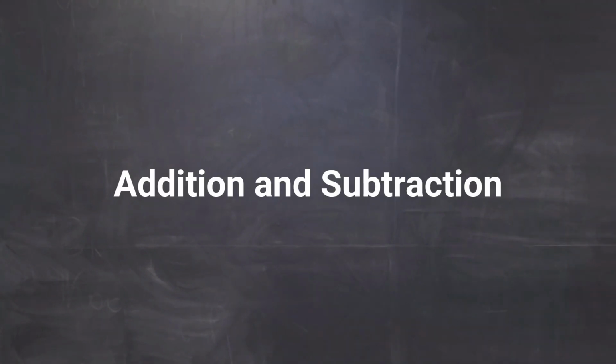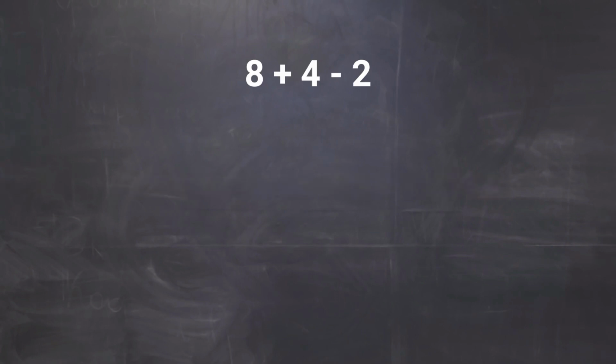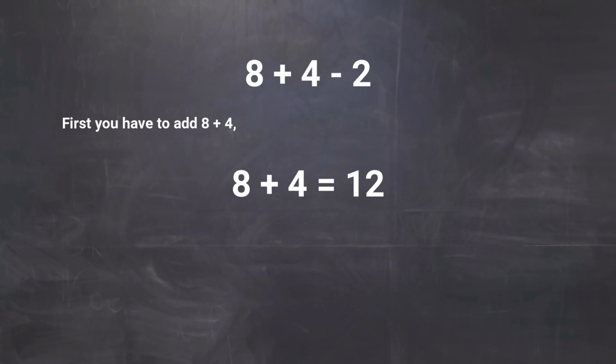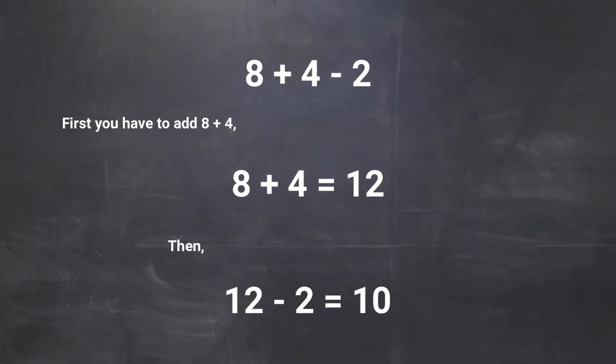The final step is addition and subtraction. Just like with multiplication and division, these operations should be performed from left to right. Let's explore an example. In this expression, we start by adding 8 and 4, which gives us 12. Then, we subtract 2 from 12 to get our final answer of 10.